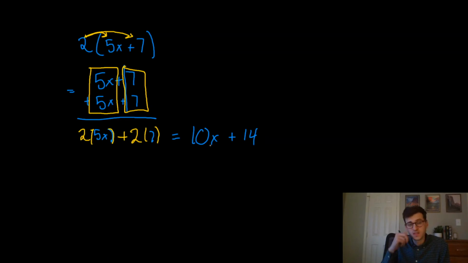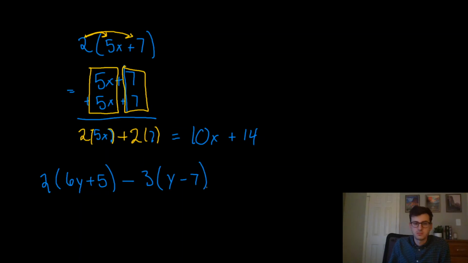Okay, I'm going to ramp it up just a notch for one last example for this video. Let's say we had something like 2 times 6y plus 5 minus 3 times y minus 7. I don't know. Okay, what would we do in this situation?